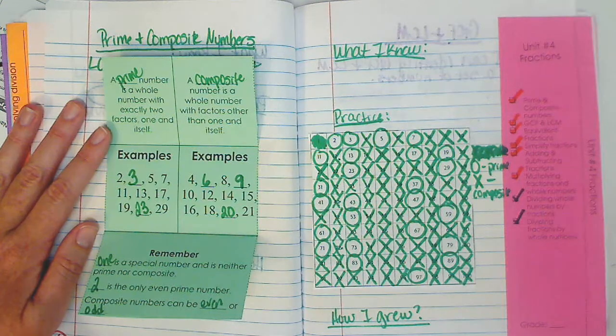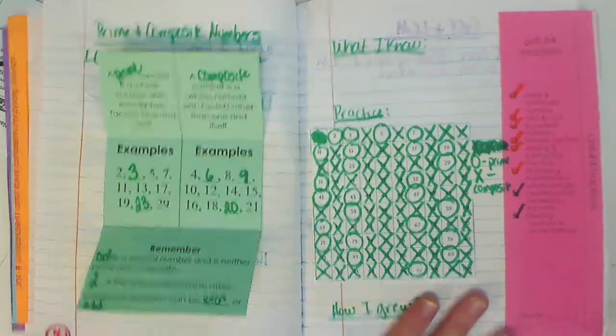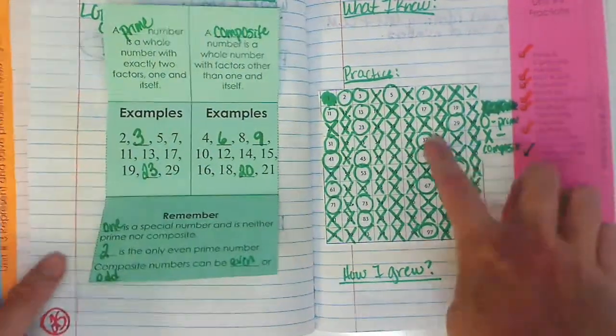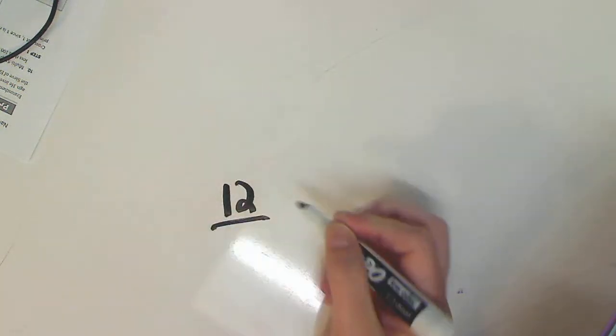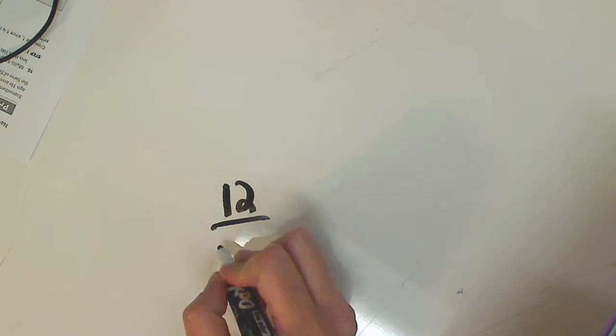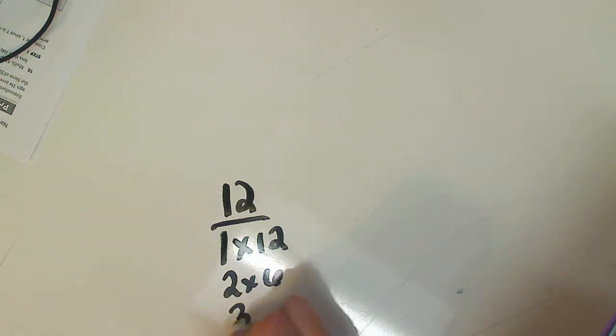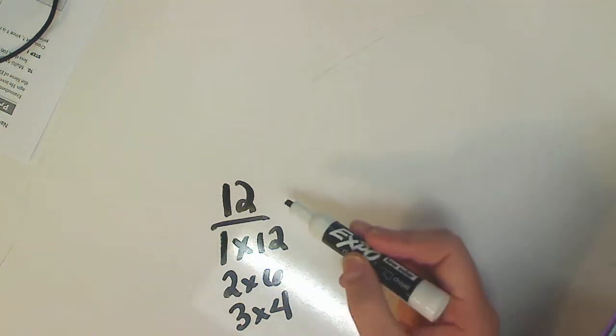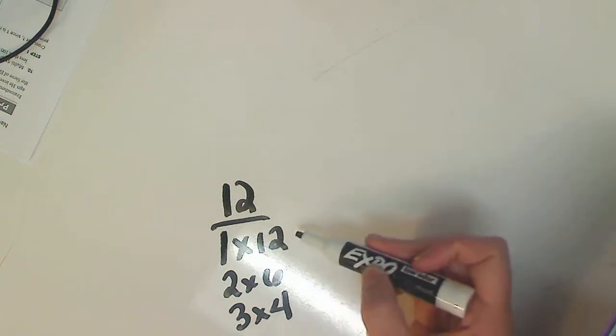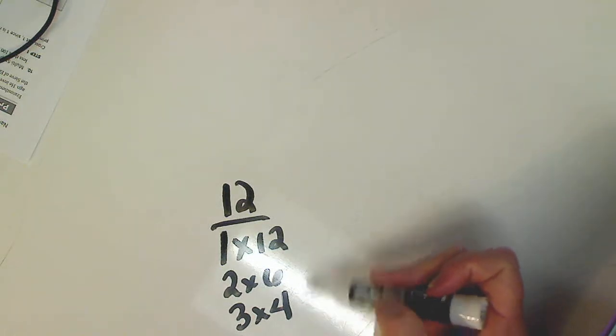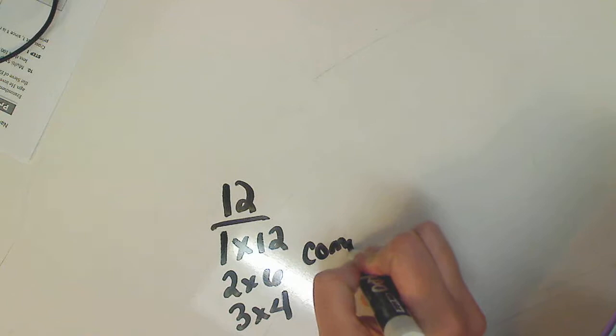Like if I had the number 12, I'll write this down and I'll come back to what this is in just a moment. So if I had the number 12, I can make 12 by making a factor array of 1 by 12, by 2 by 6, or 3 by 4. So because this number 12 has 3 factor arrays, this would be a composite number.